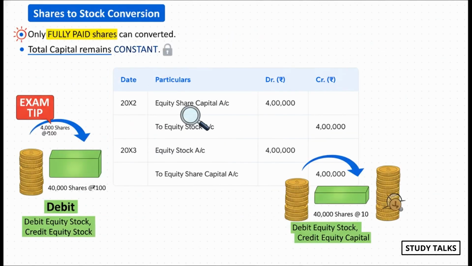Similarly, we can convert shares into stock. But there's a critical rule here. You can only convert fully paid shares. So, if we have 4,000 fully paid shares of 100 rupees, they can become 4 lakh rupees of equity stock. The entry? Simple. Debit equity share capital, credit equity stock. And yeah, you can reverse it too. The stock could be converted back into 40,000 shares of 10 rupees each. Once again, the total capital of 4 lakh rupees is constant.